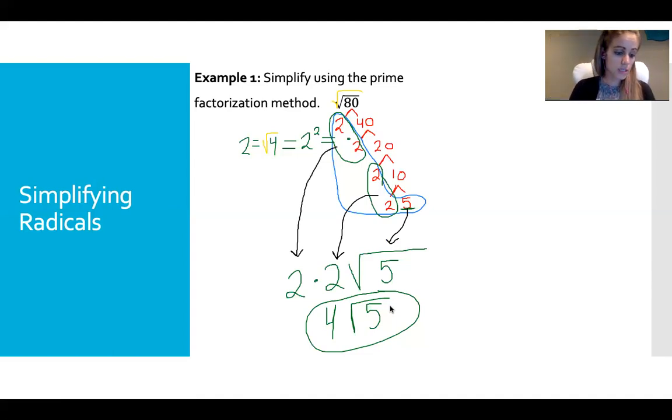Just to prove to you that these are equivalent, if I put them both in my calculator, the square root of 80 and then the simplified answer that we got, 4 times the square root of 5, we have the same decimal. So these are equivalent forms. They're equal. It's just that 4 square root of 5 is the simplified version. Just like 1/2 and 2/4 are the same thing. They're equivalent. One is simplified, one is not.